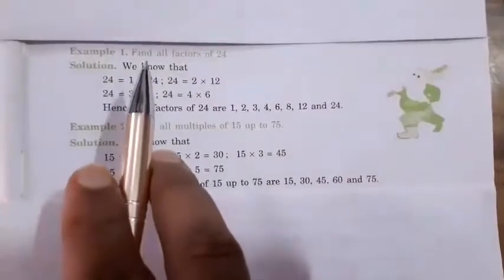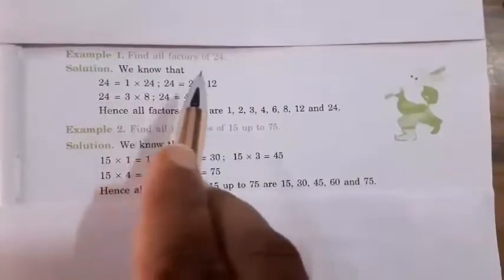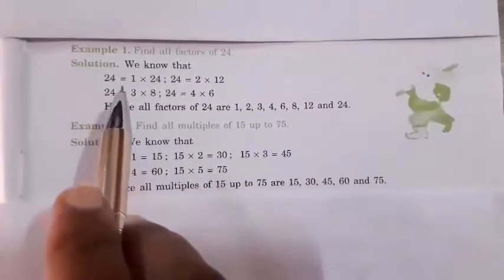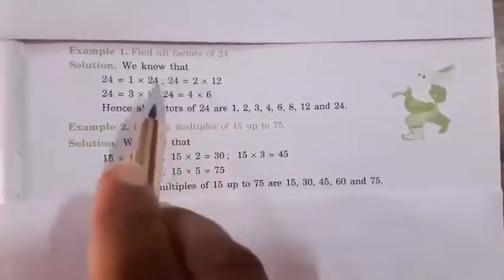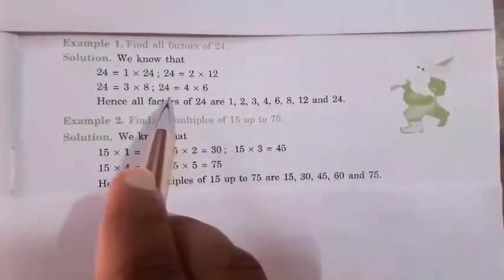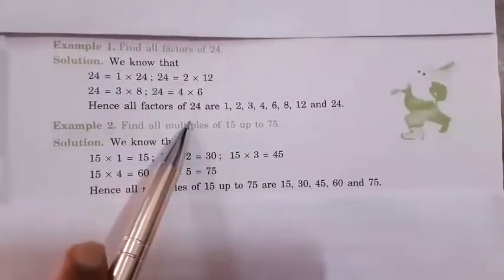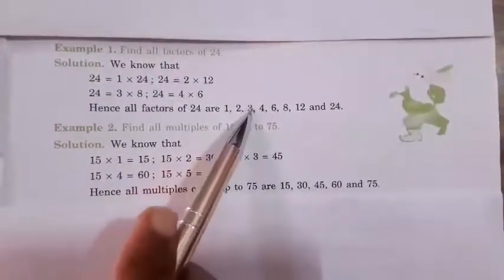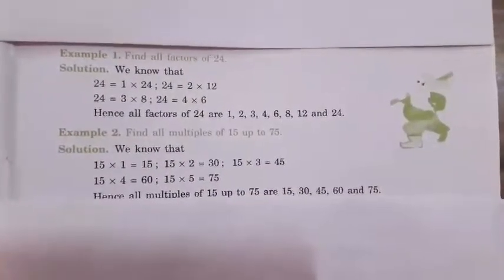write down the example. Now next example, find all factors of 24. Solution is, we know that 24 is equal to 1 multiply 24 is equal to 24, 2 multiply 12 is equal to 24, 3 multiply 8 is equal to 24, and 4 times 6 is 24. Hence all factors of 24 are 1, 2, 3, 4, 6, 8, 12 and 24.